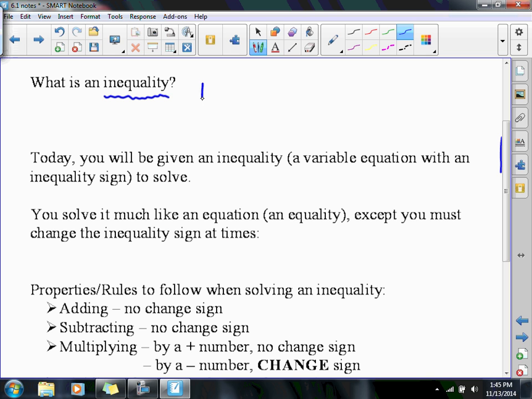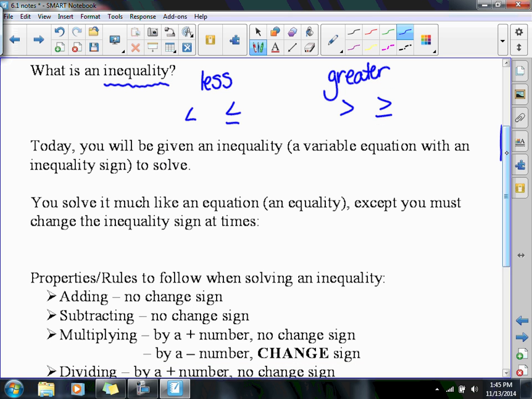So we have less than and greater than that we use to compare two amounts that are not equal. So you can have less than, or you can have less than or equal to, and you can have greater than or greater than or equal to. Those are the inequality signs that we're going to be seeing in this chapter. We're going to be given an inequality, which is basically an equation that has an inequality sign, but we're going to solve it just like we solve an actual equation.